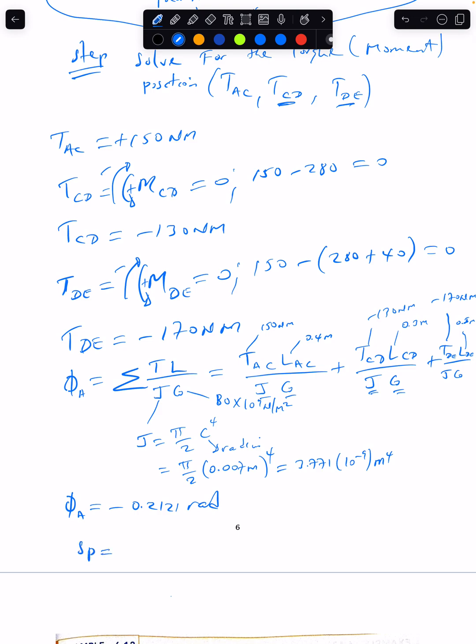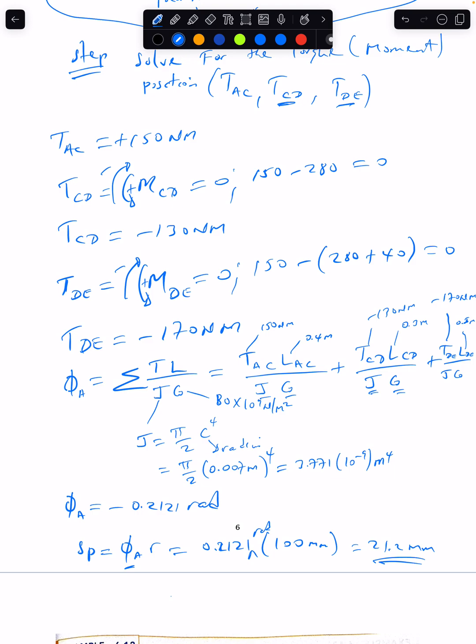equal to the deflection of A times the arm. And we know this deflection is negative, and therefore we are going to have negative, negative, we are going to have positive 0.2121 times 100 millimeter, and this is in rad, and that will become 21.2 millimeter, and that is the displacement.